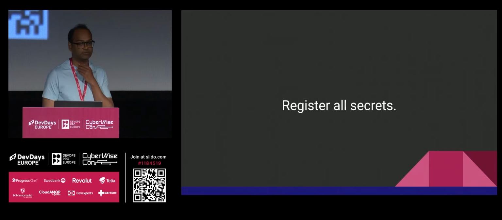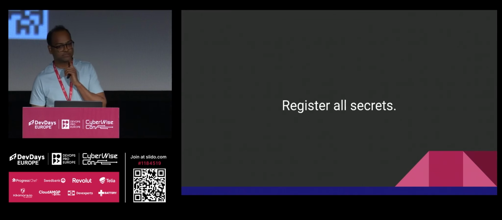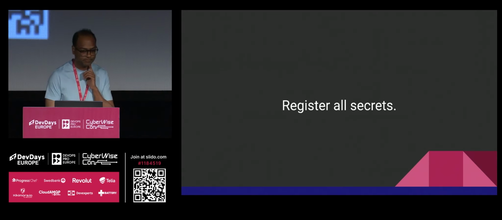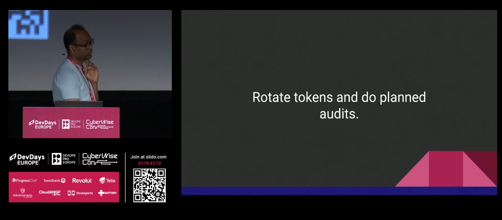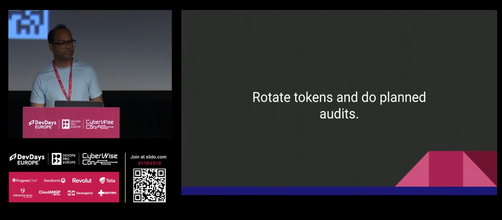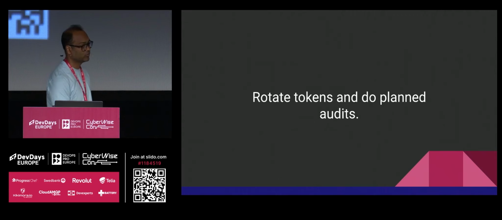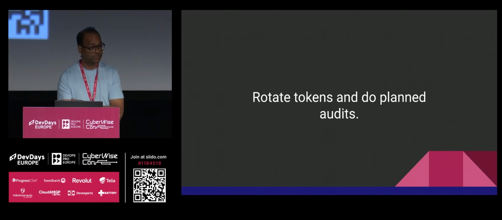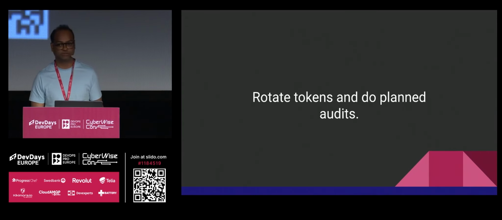This is one thing people don't try to do, but make sure all the secrets are registered so no one can hack it. One more thing, rotate your tokens. Again, as I said, best practices start, but you have to make sure that they remain, right? You're still following the best practices. This is where being proactive comes in. You have to make sure you rotate your tokens, do planned audits, probably 90 days or 30 days, whatever you set as an org admin, and rotate all your tokens.